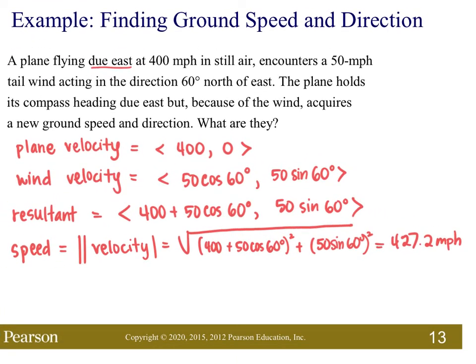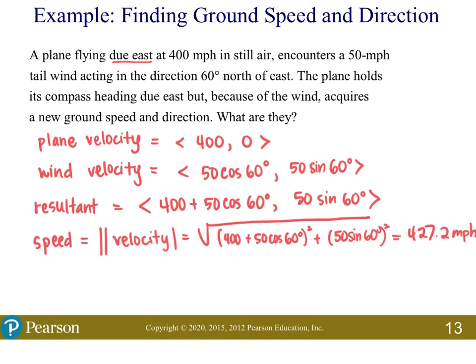Now this is going to give the plane a new direction. It's not going to be flying due east anymore. It's also not going to be flying 60 degrees north, but it's going to be flying somewhere in between those two. So we want to figure out the new direction.